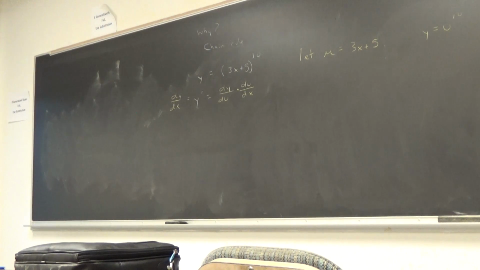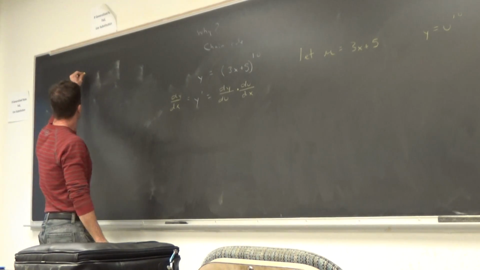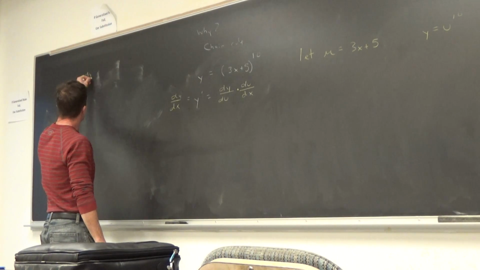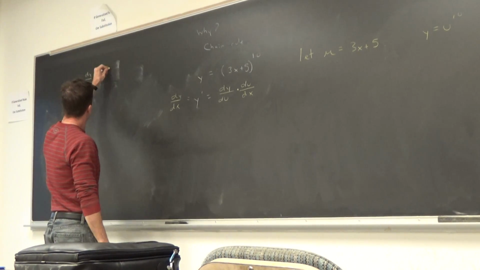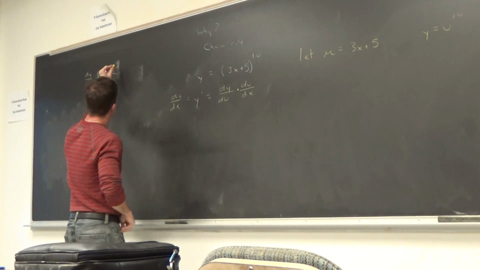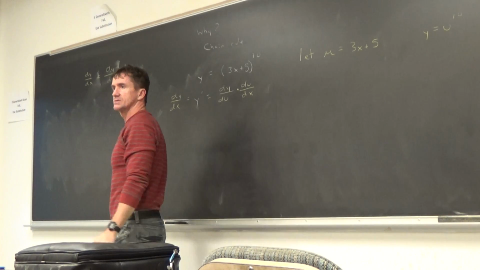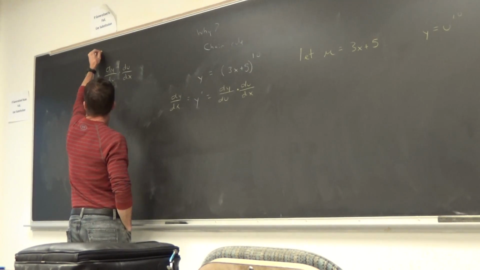That problem would have been nasty trying to do it by product rule or by expanding. So what I can do is always say dy/dx can equal the derivative of y with respect to u, multiplied by the derivative of u with respect to what? x. And it's called chain rule.